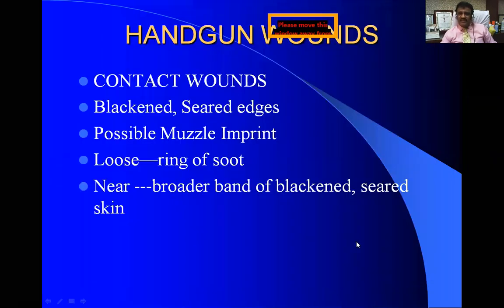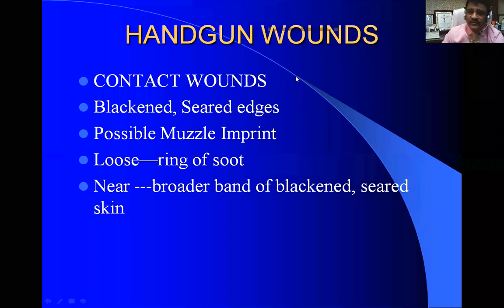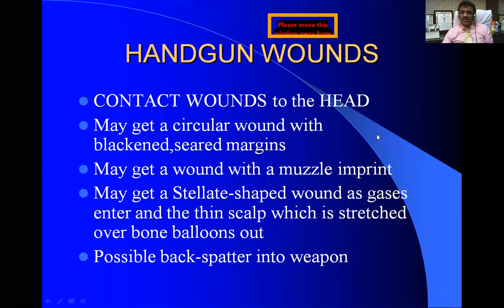Handgun wounds are contact wounds, blackened. They have seared edges and possible muzzle imprint because it is in contact. Because the gun is put on somebody's head like this or hand, so you get a muzzle imprint, and a loose ring of soot also you'll get. A band of blackened and seared skin we find in contact wounds. The contact wound to the head, as I showed you by demonstration, may be a circular wound with blackened seared margins, may be a wound with a muzzle imprint.